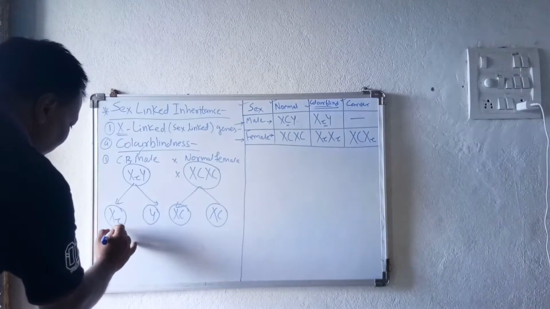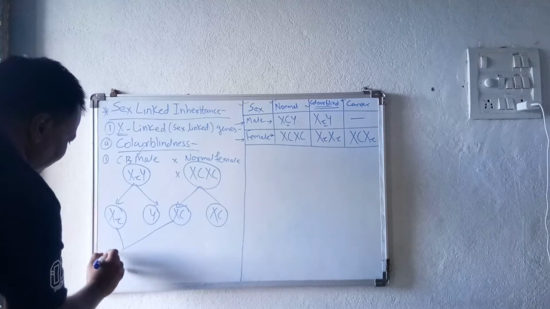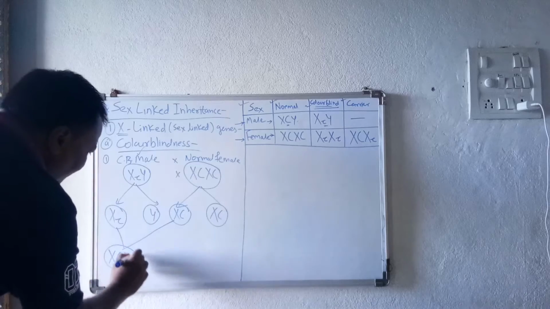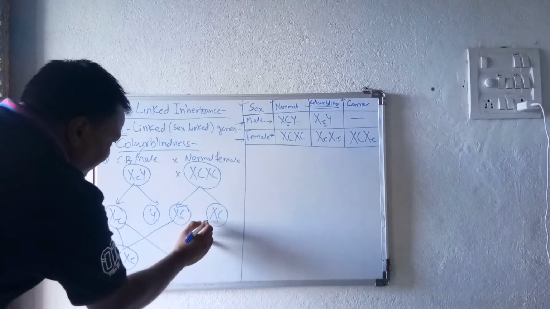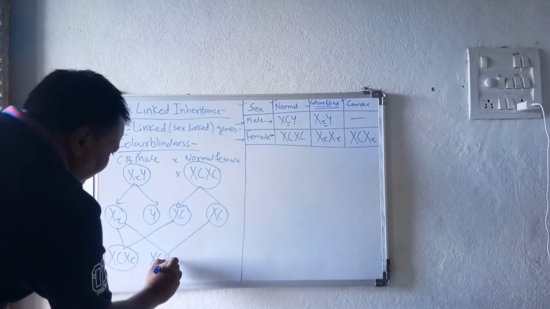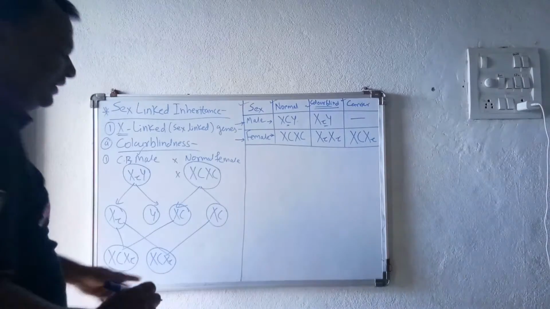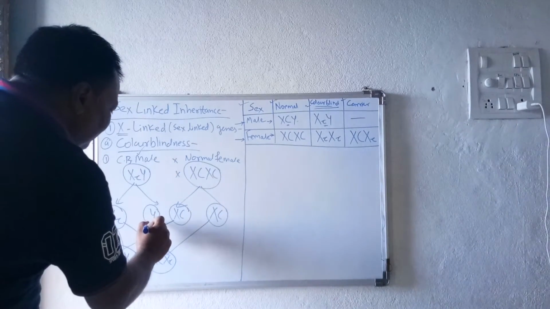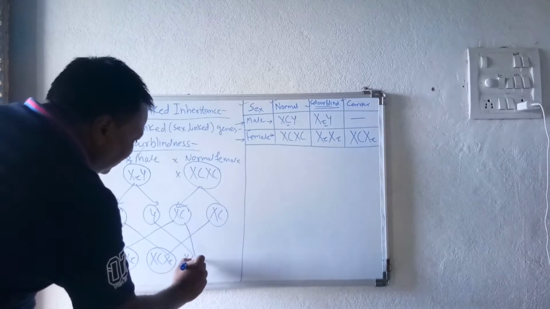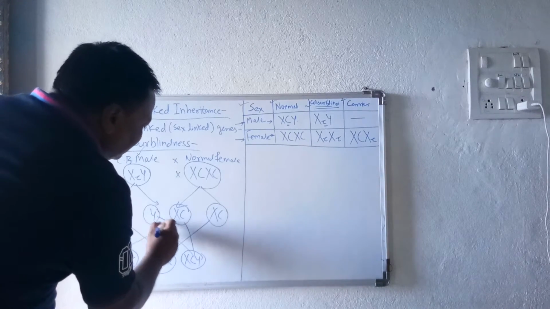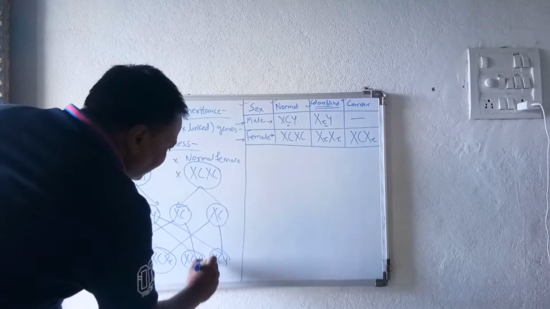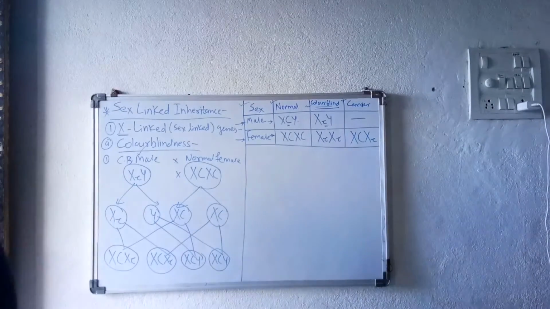Then one by one, these male gametes fertilize this female gamete. As a result, it will be capital X, capital C. Then this male gamete fuses with this female gamete, and the individual will be capital X, capital C, capital X, small c. Then this male gamete fuses with this female gamete: capital X, capital C, capital Y. And as a result, these four combinations are seen.